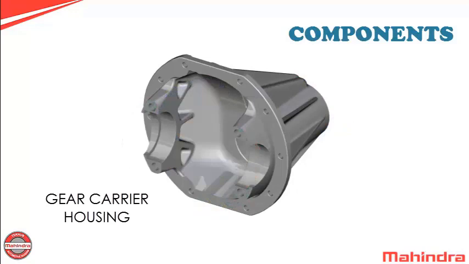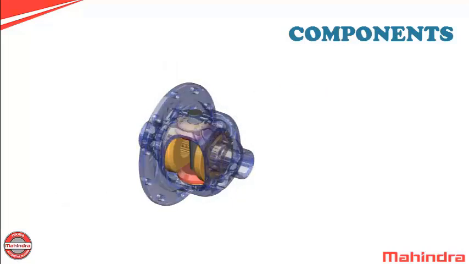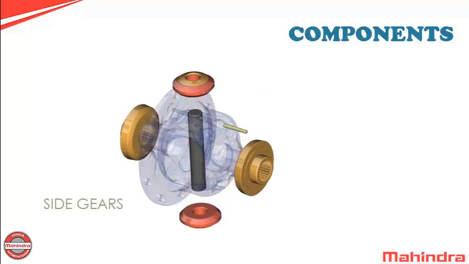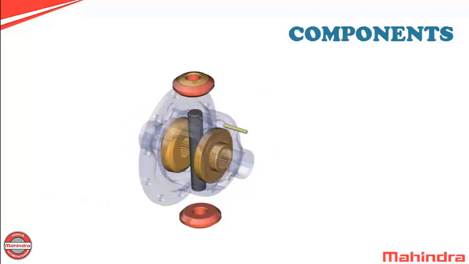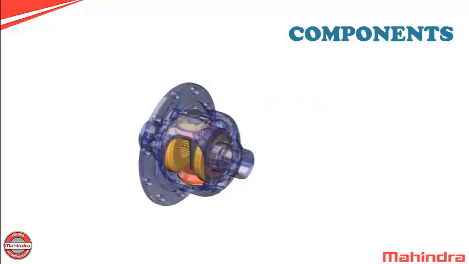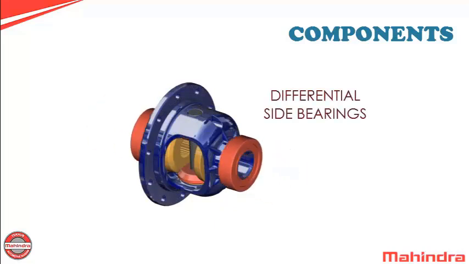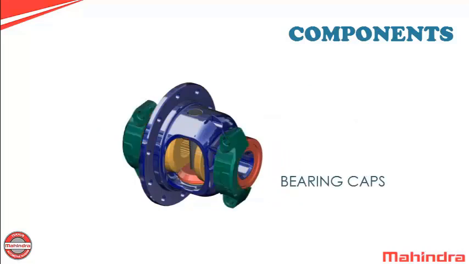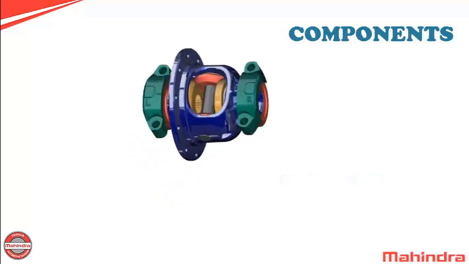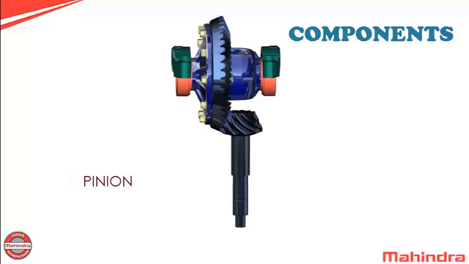This is a gear carrier housing. This is a differential. These are side gears and bevel pinions. These are differential side bearings and the bearing caps. The ring gear and the pinion.